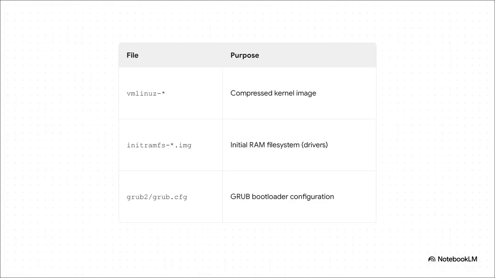And these are our main suspects, all living in the /boot directory. You've got vmlinuz, the engine, initramfs, our starter kit, and grub.cfg. That's the configuration file, the GPS coordinates for GRUB. I'd bet money that in 99% of cases, the problem is with either the initramfs or grub.cfg.